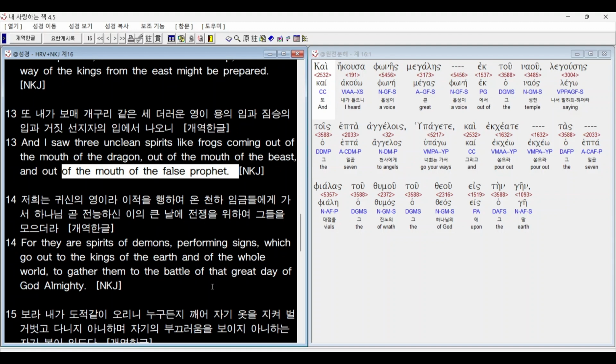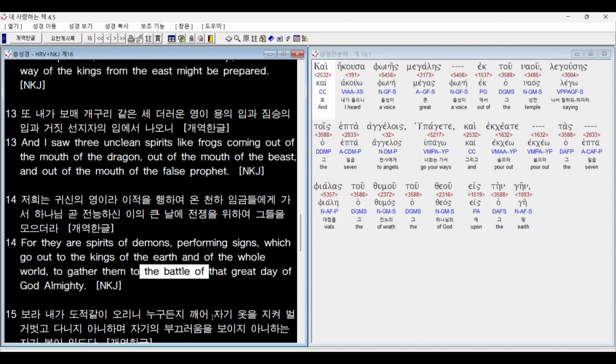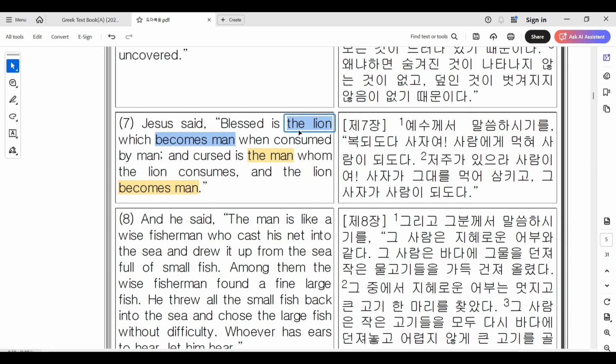And then we are fighting the battle, which is a spiritual warfare. By eating what food? Like we just said, the lion becomes man when consumed by man, and cursed is the man whom the lion consumed. The lion becomes man. Does the death devour me or does the life devour me? It is the eating process. Genesis 1:29 and Genesis 1:30, that we are studying right now.